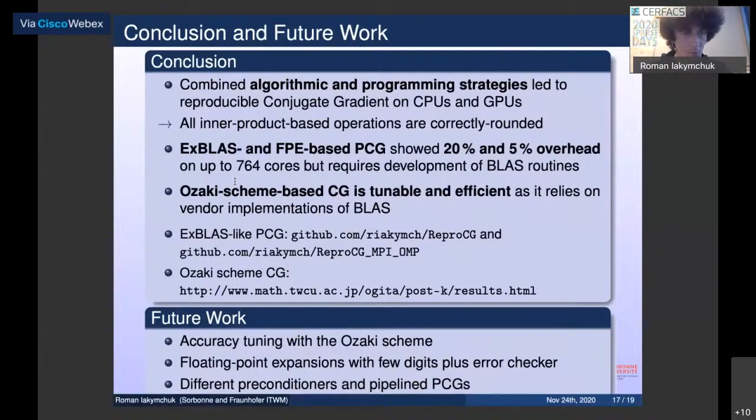Thank you very much, Roman. First, I have to apologize to you. I said you are from KTH. You are actually from Sorbonne University and Fraunhofer. For that, I was looking at some old website.